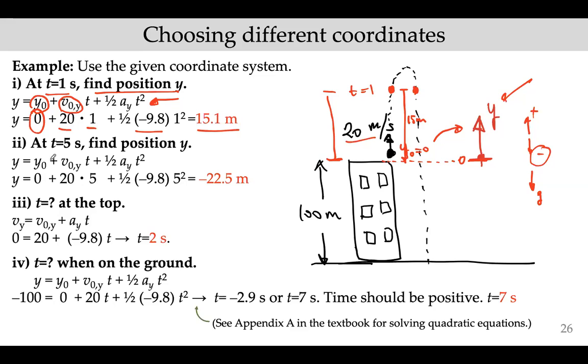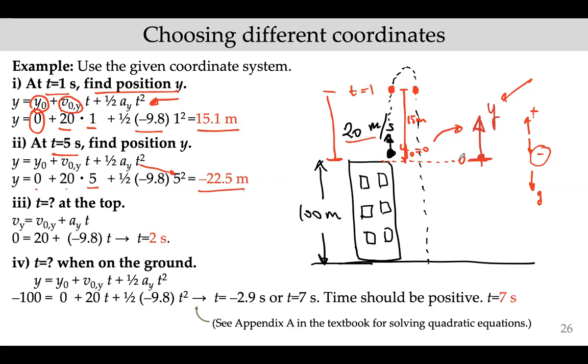Now in the second part of the problem, it says find position now at time equals 5. So where would the ball be after 5 seconds pass after you throw it up? Again, the initial position is 0. The initial velocity is 20 and it should be positive with respect to this coordinate system. Now instead of 1 here, you just plug in 5, and 5 squared for t. And the calculation gives you negative 22.5 meters.